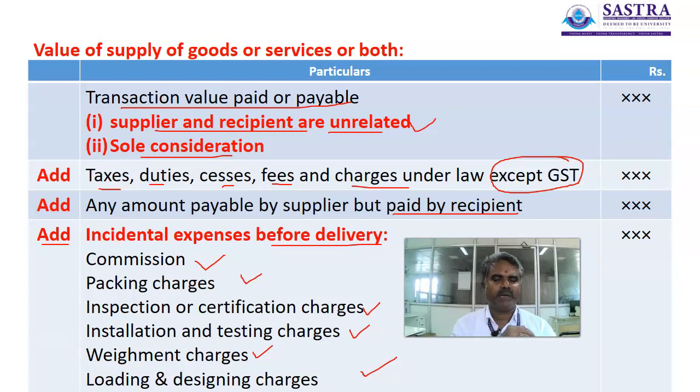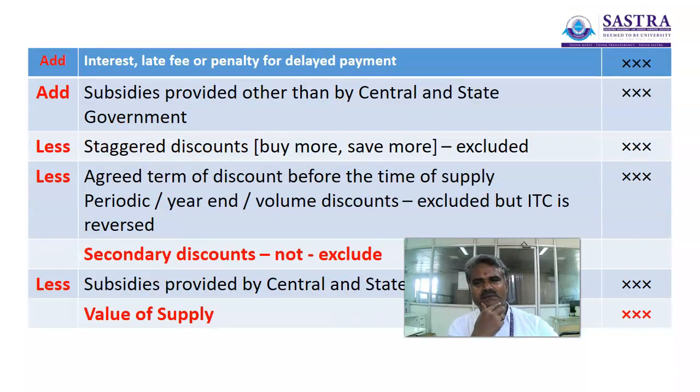So whatever you paid for supply or before delivery, everything will be added. And add interest, late fee or any penalty for late payment. It should be added. Subsidies provided other than by central and state government: suppose you receive a subsidy from a private party, as we already discussed at the time of consideration, it is included in consideration.